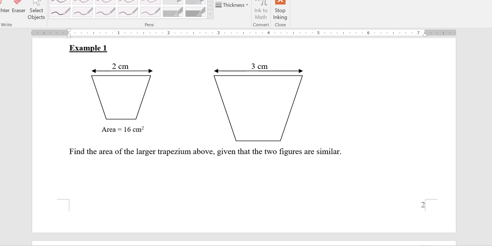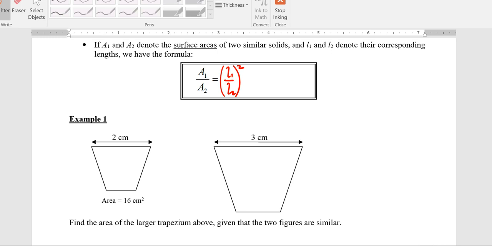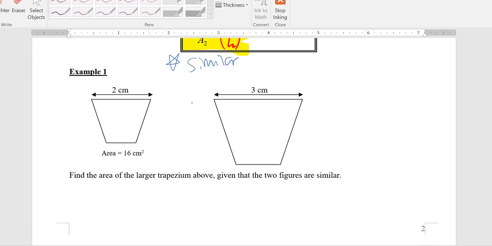We are going to apply the similar area ratio formula that we have learned previously to example 1 all the way to example 5. Okay, so a very important condition before we can use the formula is that they must first be similar figures, or solids. So the question must give you the condition that they are similar. So now let's look at example 1.